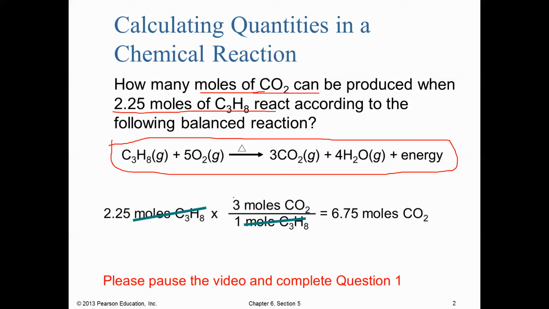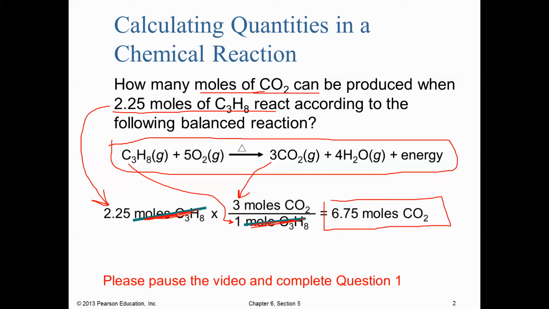And so now to solve our problem, we're given our 2.25 moles of propane, and we are going to take from our balanced equation. For every 3 moles of CO2, which we again get from our balanced equation, that's going to correspond to 1 mole of our propane. And the moles of propane go on the bottom so we can get our unit cancellation to work out. And we crunch our numbers and we end up with 6.75 moles of CO2 being formed in this reaction. So I'd like you to now pause the video and please complete question number 1.